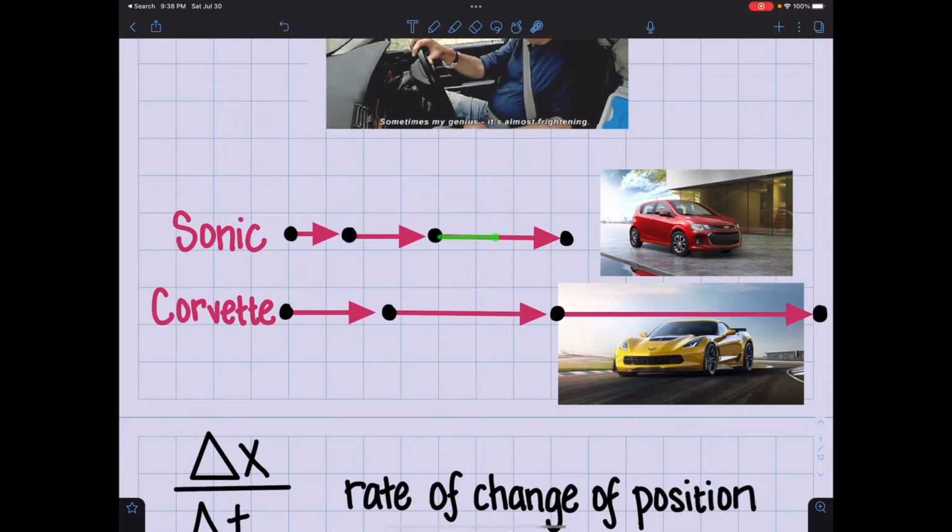So the longer arrow means there's a larger velocity. So every second, the Sonic has a bigger velocity, and same with the Corvette. But as you can see, the Corvette, if we use our previous definition, acceleration is change in velocity over time, the Corvette is changing its velocity more every second. So it's going to have more acceleration. And that's probably going to be the funner one to drive.